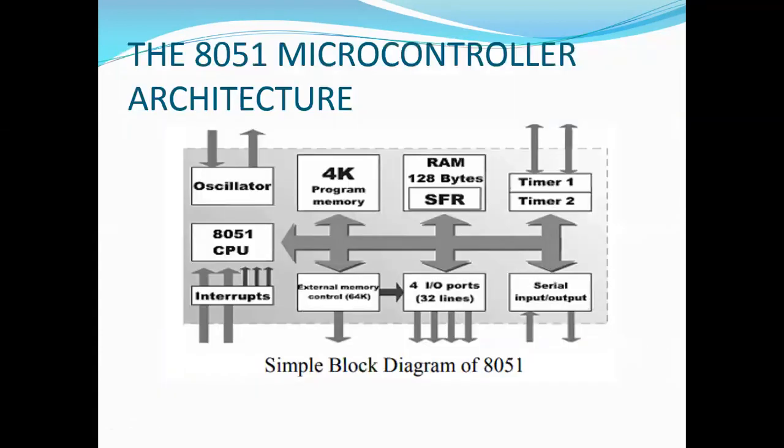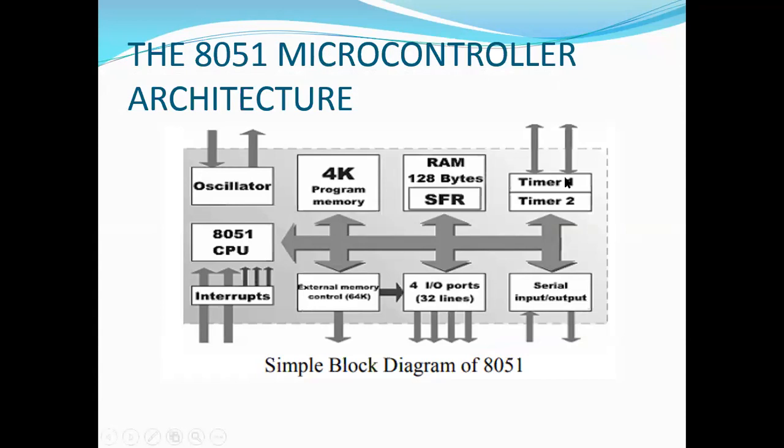What are the features we told? Everything available inside the architecture. That is the 8051 CPU. Then program memory, 4 kilobyte program memory, and 128 byte RAM. That is data memory. After the 128 byte RAM data memory, there is also a special function register available.